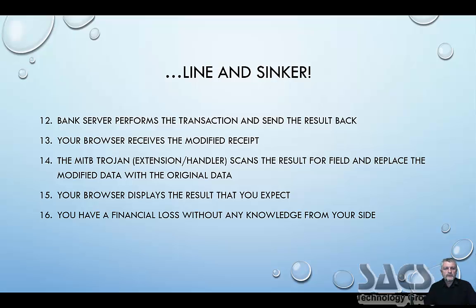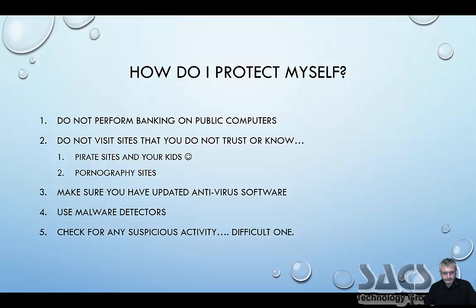Then the bank server performs the transaction and will send the results back. As the results come back into your computer, the browser receives that modified receipt. The Trojan, once again, scans the results for any field that it has changed and replaces the modified data with your original data. Your browser then displays the results that you expect. Here you have a financial loss that you don't even know about for a while.